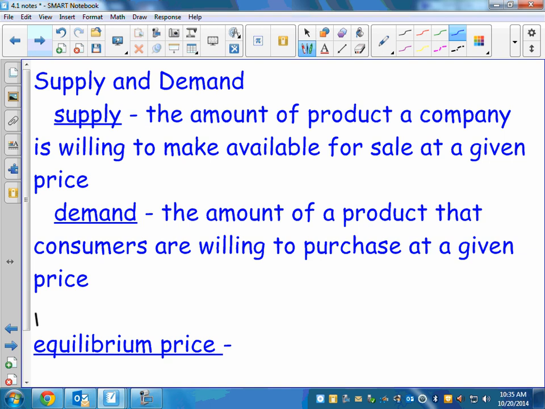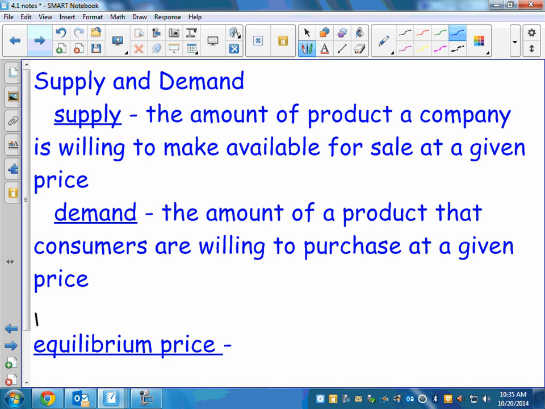Supply and demand. If you're taking econ or you're in econ, you probably talk about supply and demand, right? Supply is the amount of product a company is willing to make available for sale at a given price. Demand is the amount of product that consumers are willing to purchase at a given price. When I was in econ, all my econ teacher ever talked about was supply and demand with gas prices, because I don't know why we are obsessed with gas prices, but that's all I can tell you I learned in econ was supply and demand with gas prices.